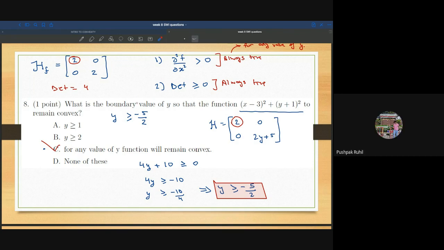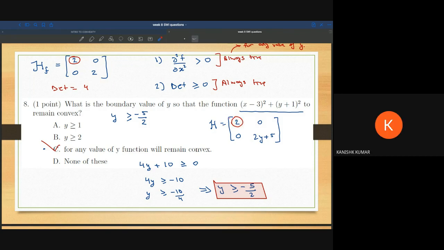So it would not depend on the value of x either, at least for this particular function. That's why, to explain this concept a little more, I took this other example. Let's say your Hessian matrix was equal to 2, 0, 0, 2y plus 5. In that case, what would be the value of 5 for which the function remains convex? Your pivot element is 2.